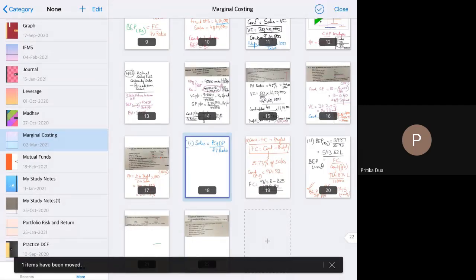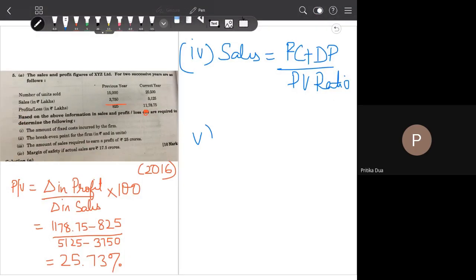And the last part of the question is asking you margin of safety. If actual sales are 17.5 CR, margin of safety is actual sales minus break even sales. So you have the actual sales, and you have calculated the break even sales, so you will get the answer.